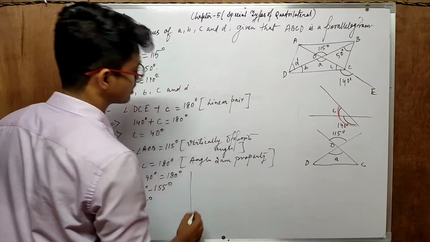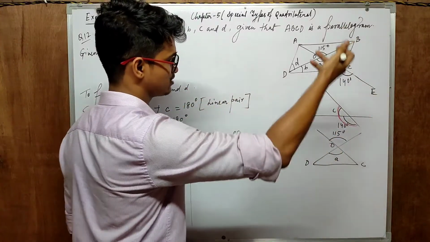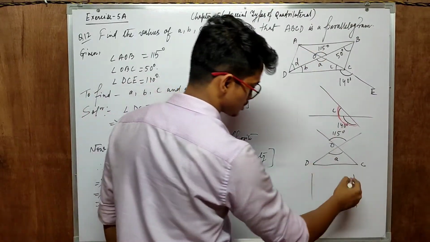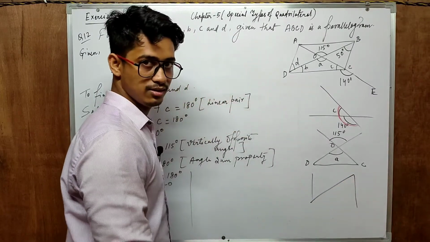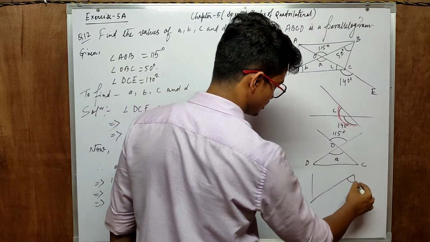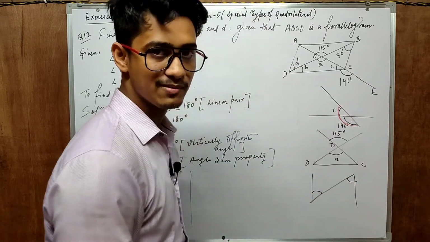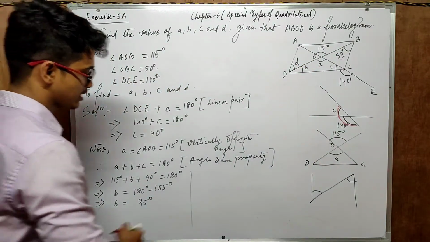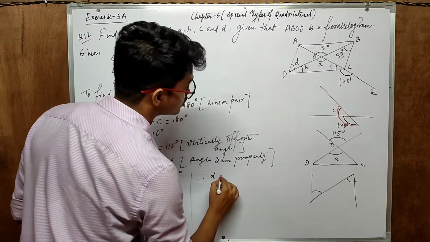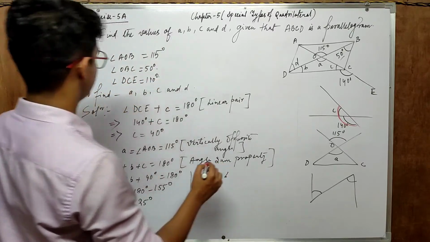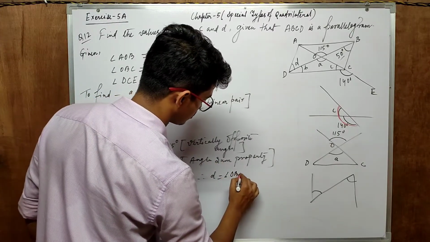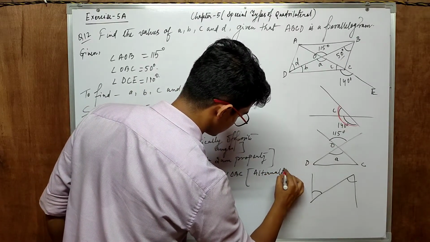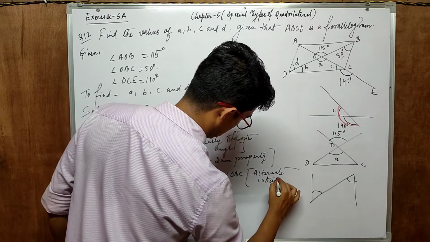Last but not the least, that is D. The D is very simple. These two lines are parallel. This is the shape of a parallelogram. So this is a transversal, and this angle is equal to this angle by alternate interior angles. Same process, 50 degrees, that is equal to D. So therefore D equals angle OBC, by alternate interior angles.